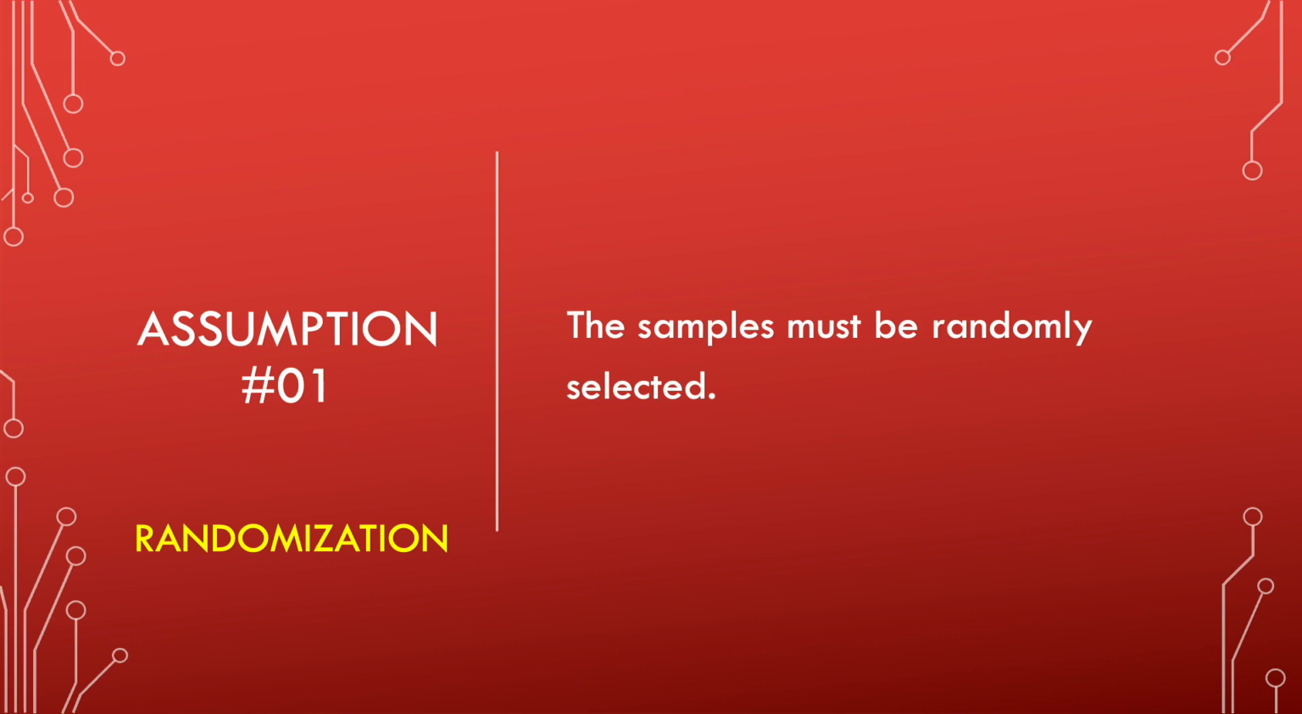Meaning, ang mga sampling methods na pwede natin gamitin ay yung mga probability sampling lang. Like simple random sampling, systematic sampling, stratified sampling, and cluster sampling. Hindi pwede dito yung mga non-random sampling like snowballing, convenience, quota, purposive.